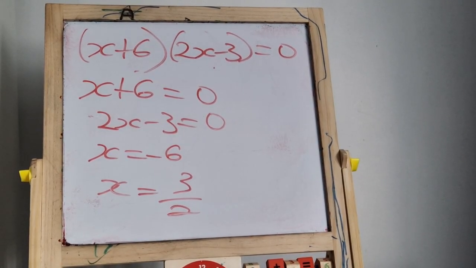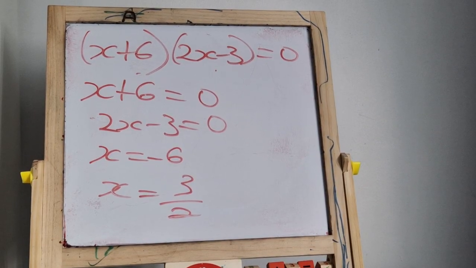The zero product rule is like a shortcut door to the solution. If you ignore it, you will be running in circles. If you remember it, solving equations becomes a breeze.